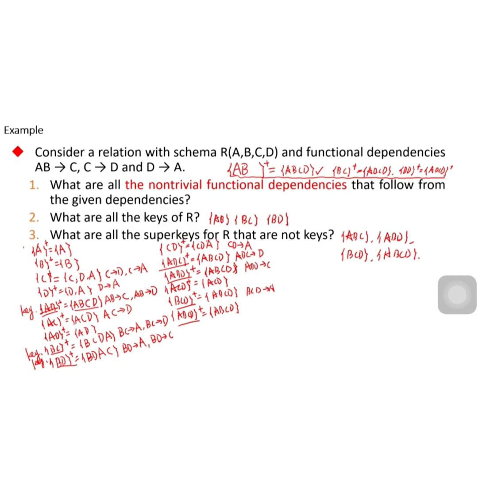Okay, this is the example, and I hope from the discussion of the definitions of closure, keys and super keys, you can know what functional dependencies are, how to assert functional dependencies based on database requirements, and how to find keys and super keys for a relation.